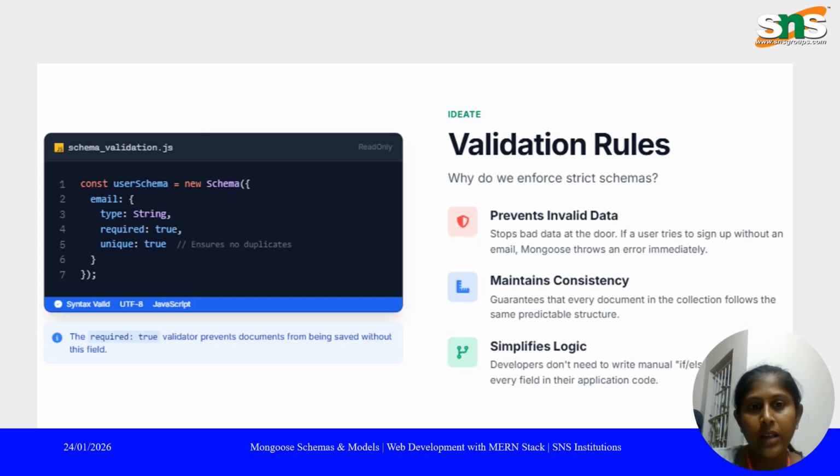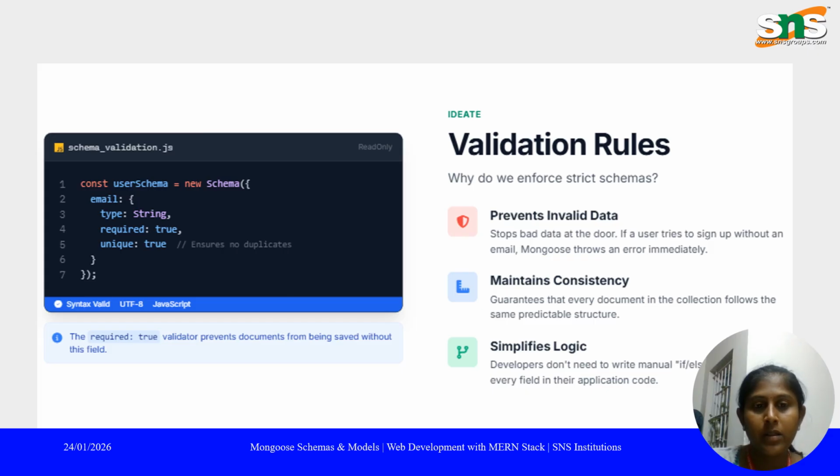This is where things get serious: validation rules. We don't just define fields, we enforce rules. Take this example. Email must be a string. It is required. It must be unique. What does this achieve? First, it prevents invalid data. If someone tries to save a user without an email, it fails immediately. Second, it maintains consistency. Every document follows the same structure.